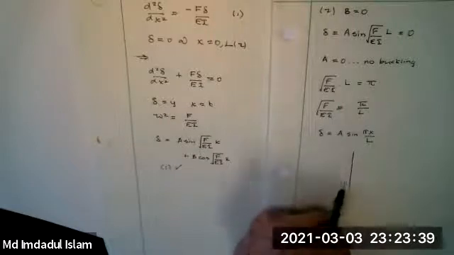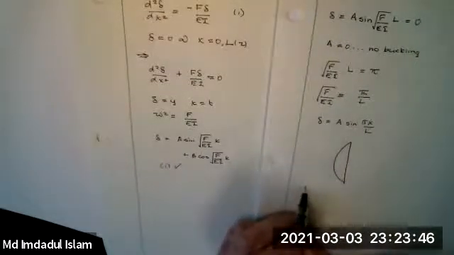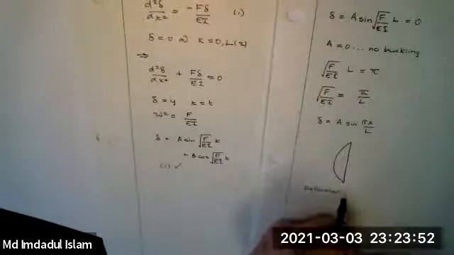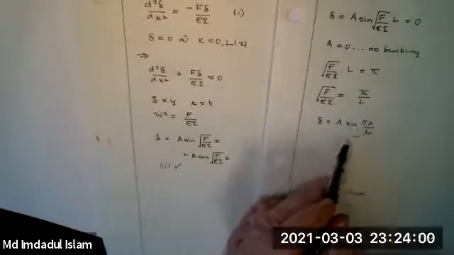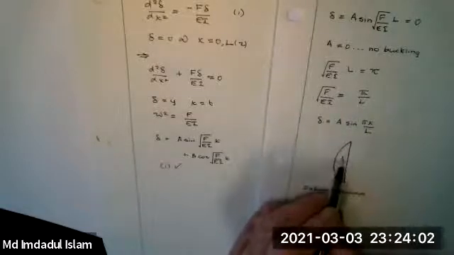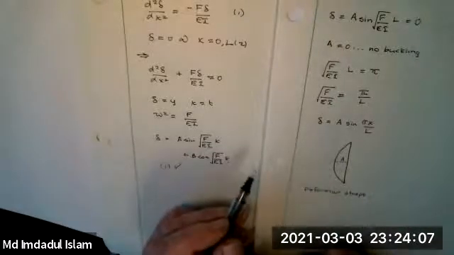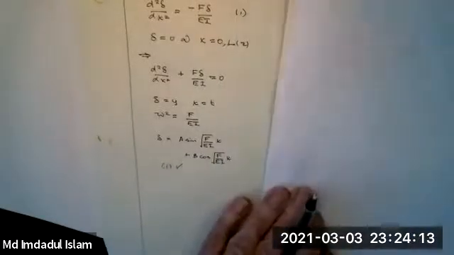Here's the beam in its original position. If we go from X to L, it looks like this. And when X equals L upon 2, this will be sine of pi upon 2. So the middle part here, this deflection is A. Well, when does this happen? Well, it happens when this holds, and that must give us the critical buckling load.